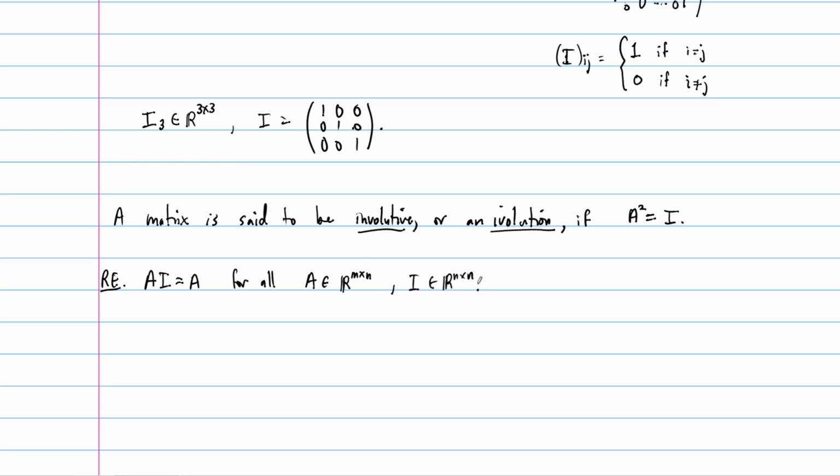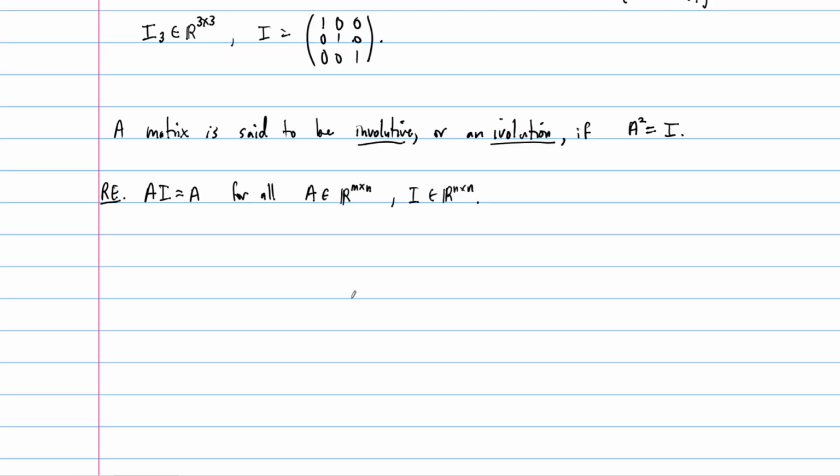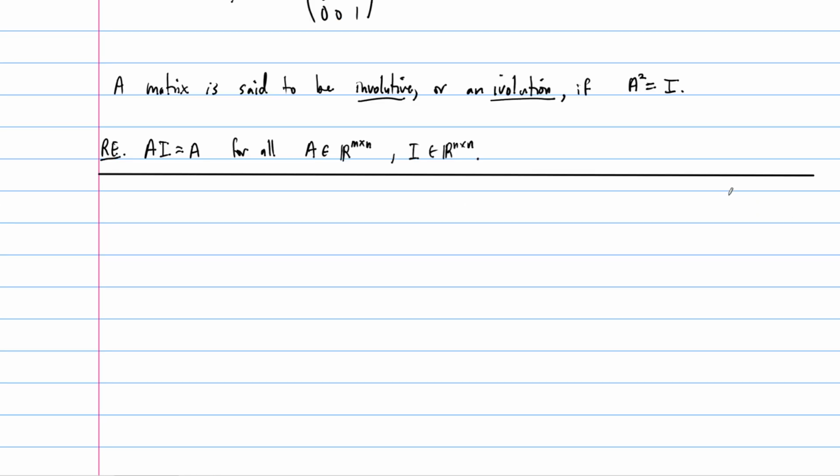But it's certainly on the right-hand side. Yep, that's right. So it certainly applies to I itself then, right? So I itself is involutive itself. Okay, one more thing that we would like to talk about, and that is the inverse of a matrix.